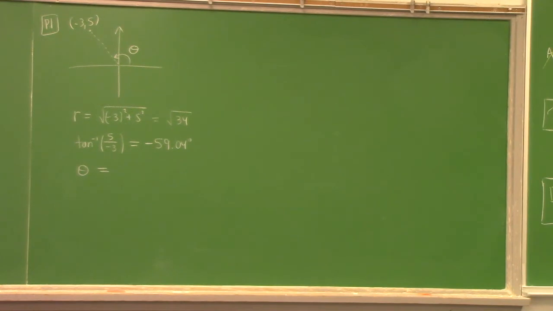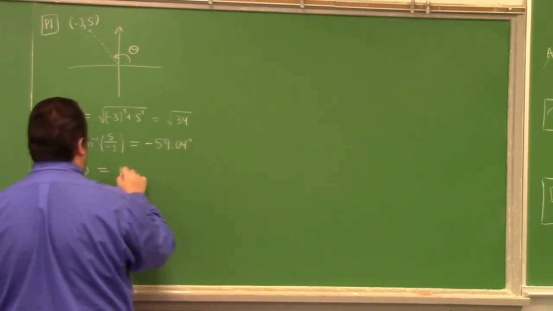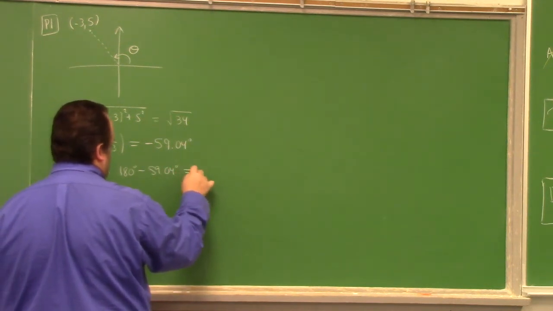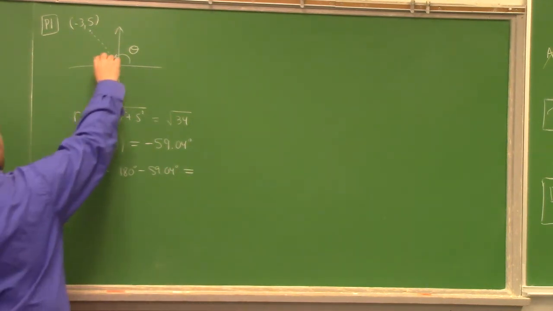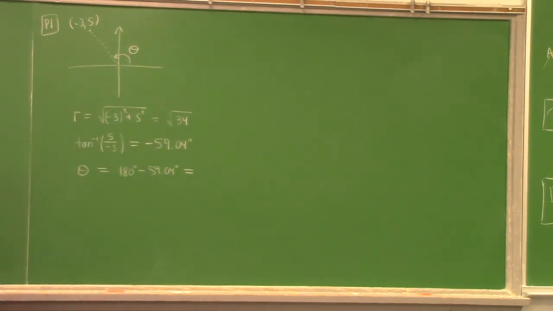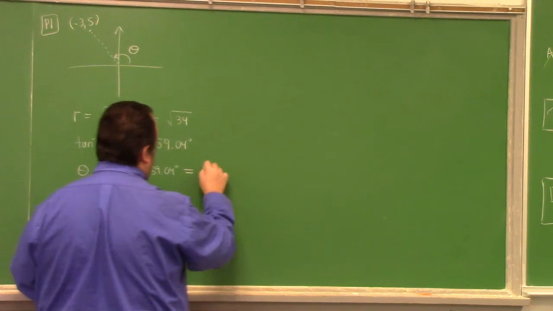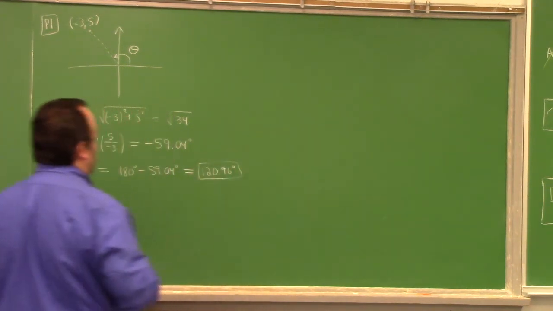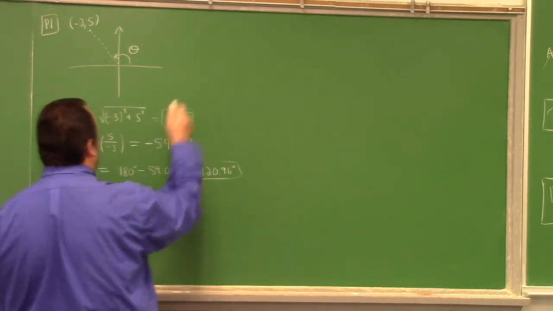How about if we add 180 degrees to that, that should get us the right thing, right? So 180 degrees minus 59.04 degrees. Basically, we're saying go to 180 and go back that much. So 120.96. So there you go. That's the answer to problem 1.